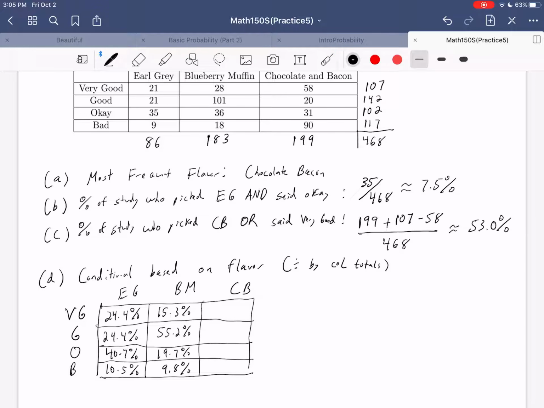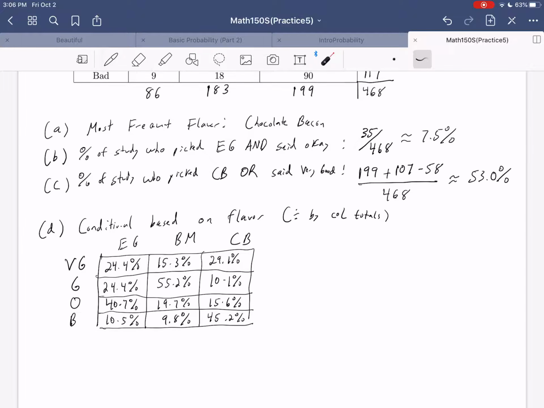For chocolate bacon, we'll go ahead and divide everything by 199. So 58 divided by 199 would be 29.1%. Then 20 divided by 199 should give us 10.1%. 31 divided by 199 gives us 15.6%. And then finally, 90 divided by 199 gives us 45.2%. So once again, that gives us the sort of review breakdown for this particular chocolate bacon flavor.